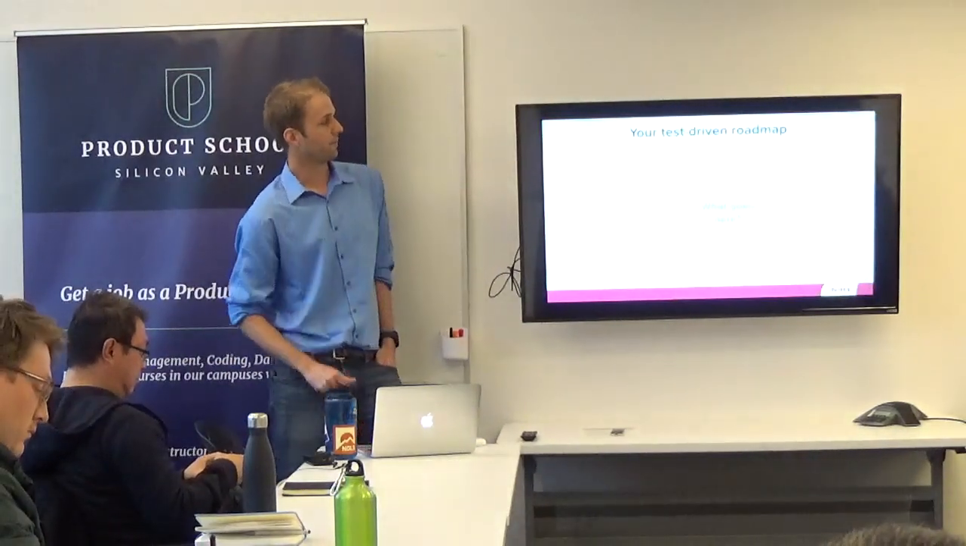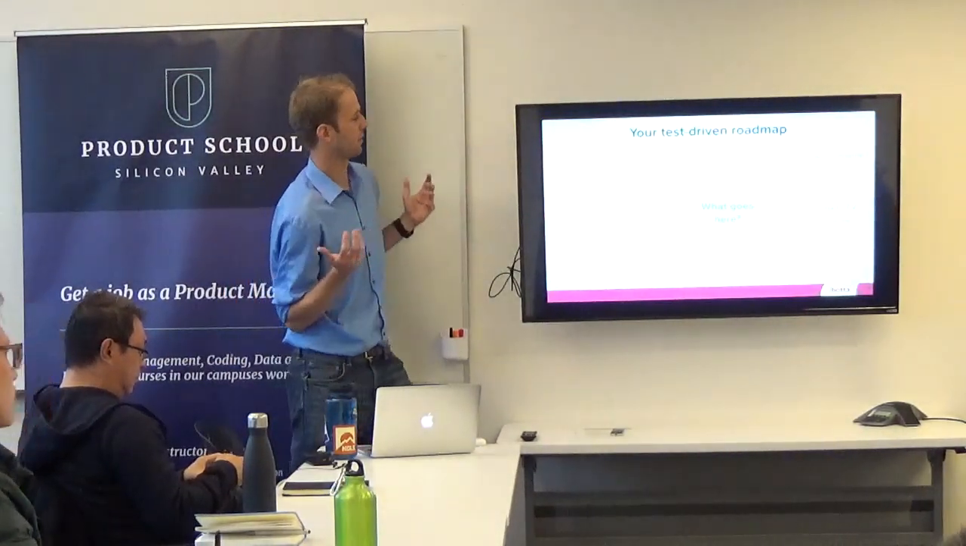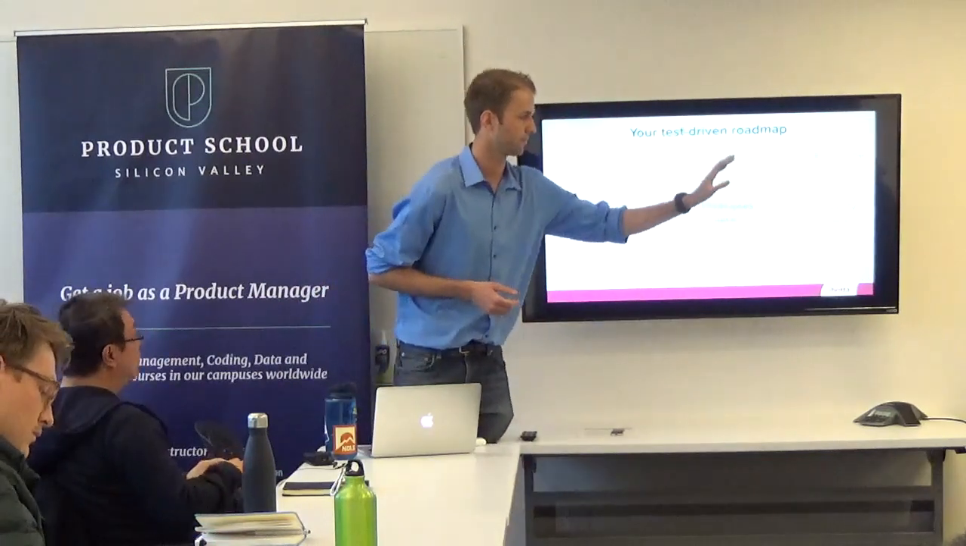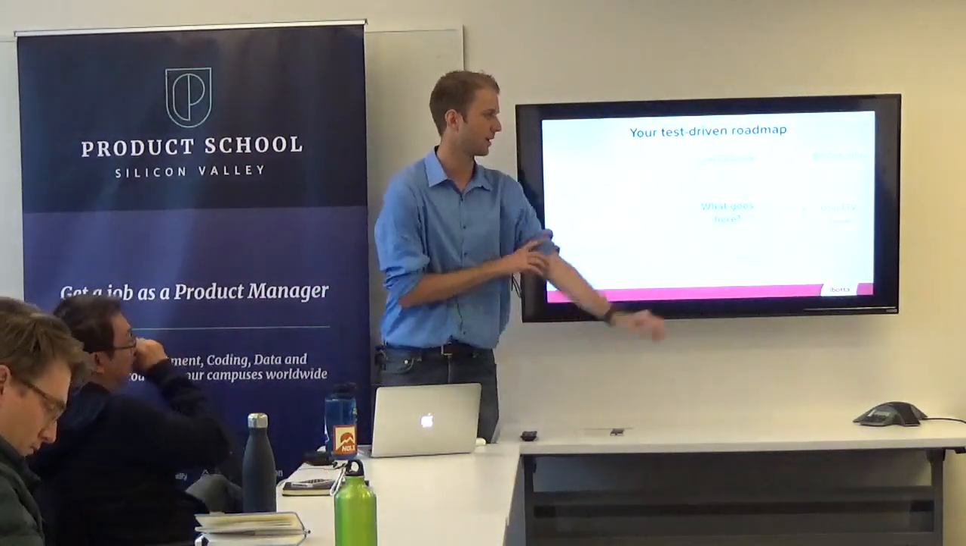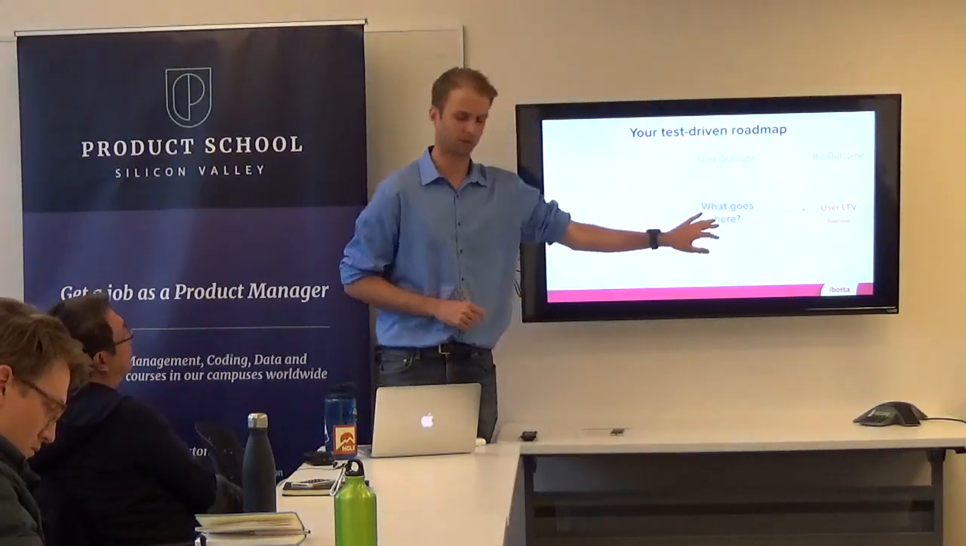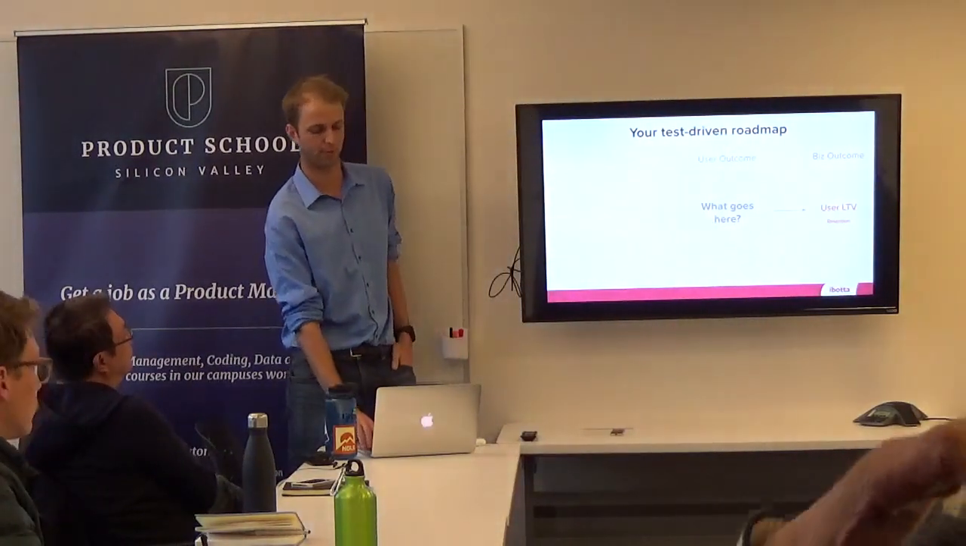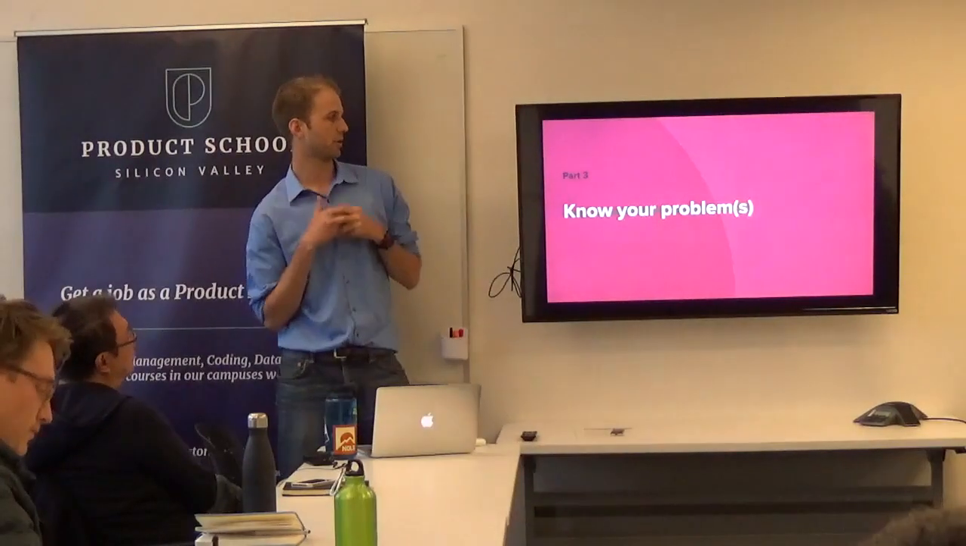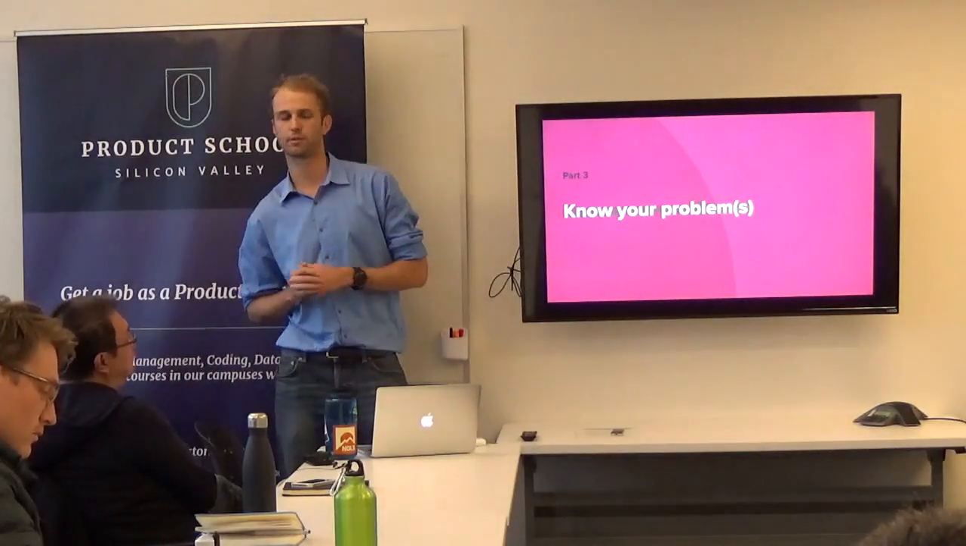All right, so we're building this together here. So we have our business outcome, let's call it user LTV, as measured by retention. We have our user outcome. We've got to figure out what goes here in our roadmap, in our test-driven roadmap. Cool, so this is where we go into part 3, know your problems, all right?